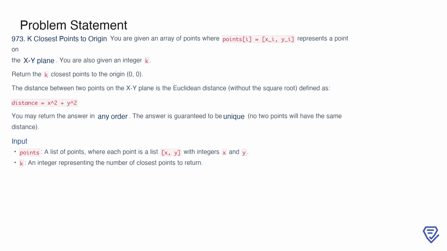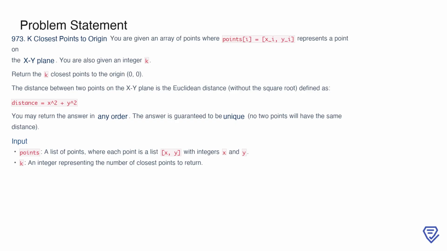This problem is about finding the closest points to the origin on a 2D plane. You are given an array of points, where each point is represented as a pair of coordinates, x, y. Additionally, you are given an integer k, which specifies how many of the closest points you need to return. The task is to return the k closest points to the origin.